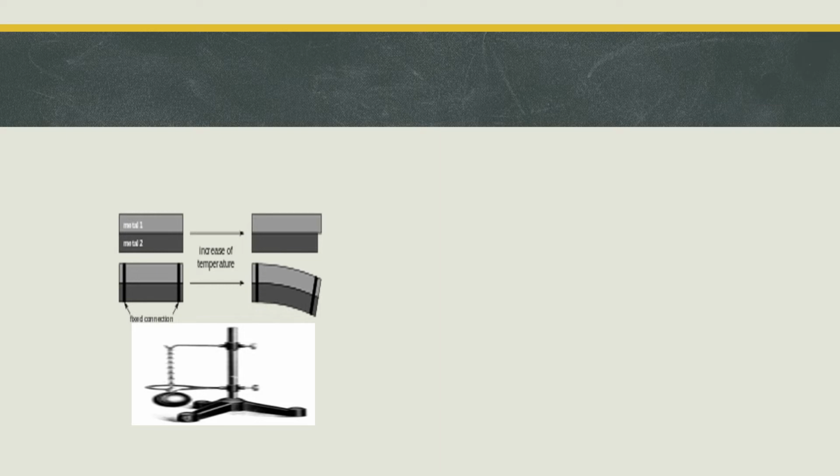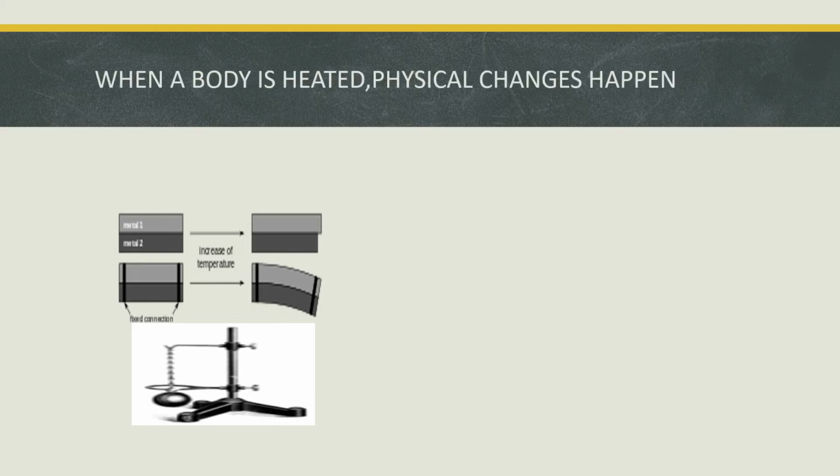Physical changes happen. Let us see. On heating, gases, liquids and solids expand. Here the size of the metallic plate increases after heating. Here another setup you can see, this is the ball and ring activity. In this setup you can see a metallic ball at the tip of the chain and there is a metallic ring.